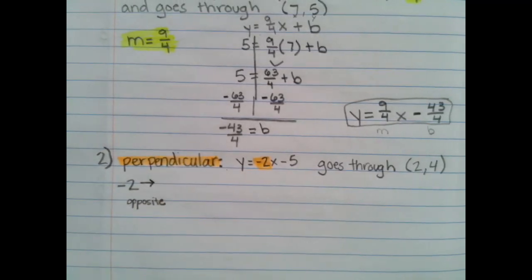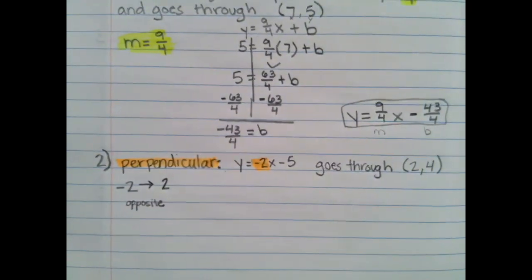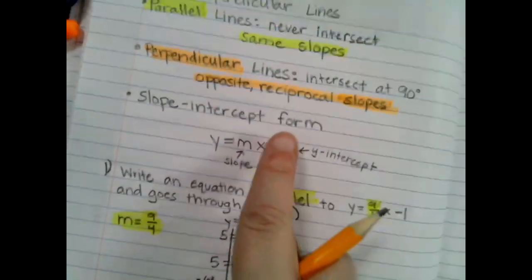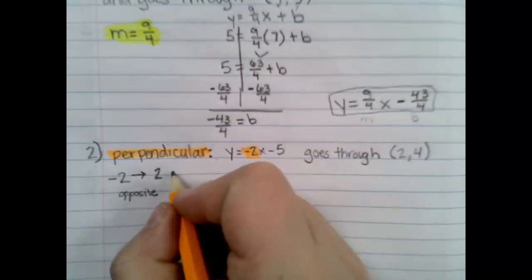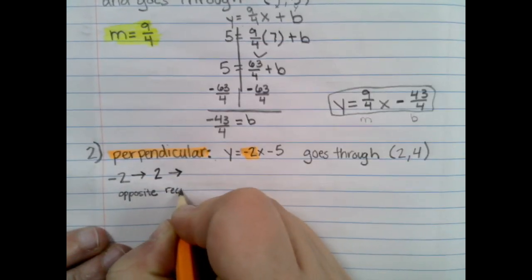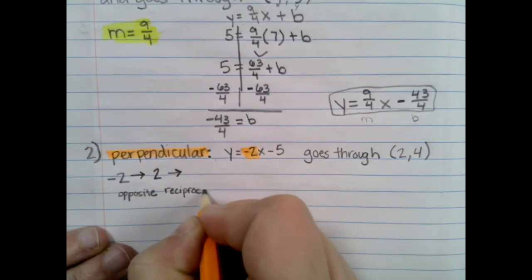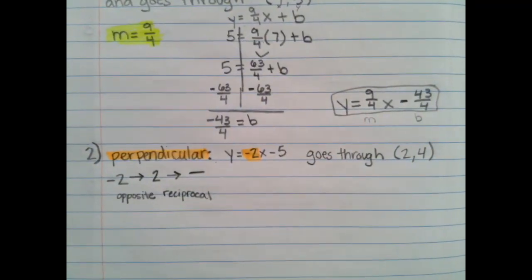So what is the opposite of negative 2? Positive 2. But it's not just the opposite, it's the opposite reciprocal. So we have to flip it. So that's my second step. It's 2 steps. Opposite, reciprocal. So as a fraction, I need to flip it upside down.